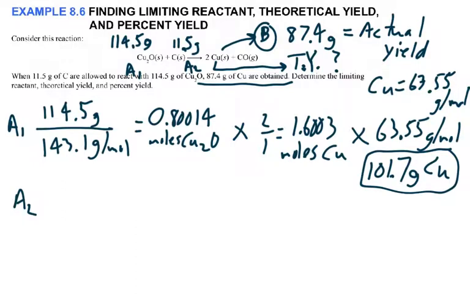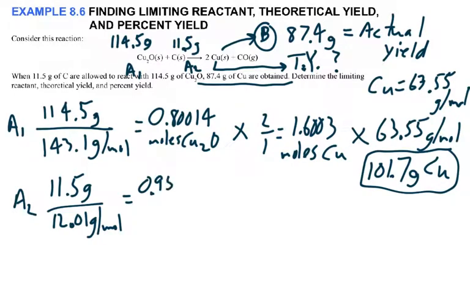So the other reactant, you got 11.5 grams. We're going to divide that by the atomic mass of carbon, which is just 12.01 grams per mole from the periodic table. And when you do this, you end up getting 0.9575 moles of A2, which is carbon.